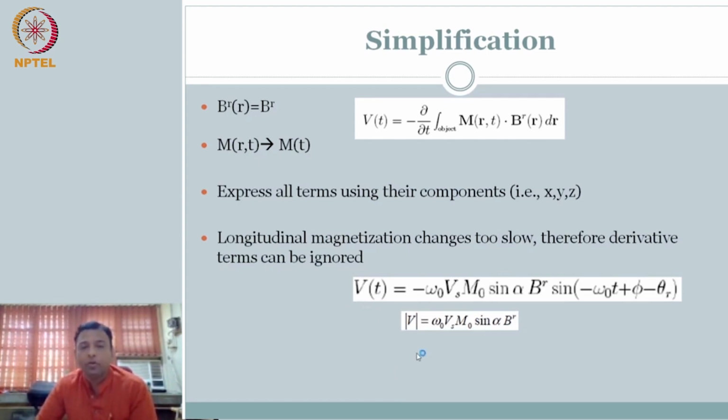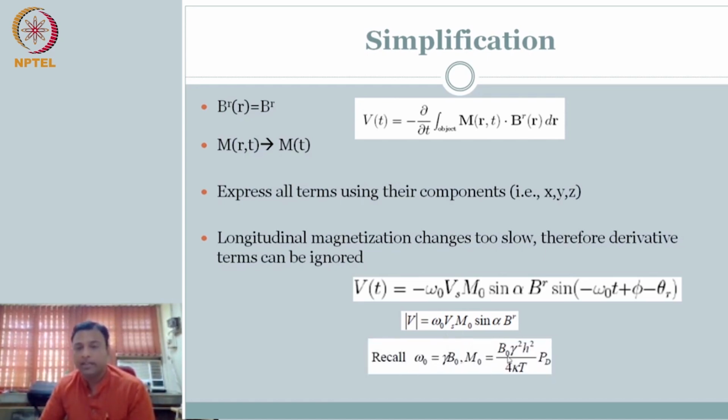So what does this say? What do you know from before? You know something about omega naught, that is the Larmor frequency. What is the Larmor frequency? It is related to the magnetic field. You can increase the frequency by increasing the field strength. We saw this before. Likewise, what is your M naught? Oh, magnetization vector. That also can be increased by increasing the field strength. So we can already recall omega naught is gamma B naught, and M naught is this quantity B naught, gamma square, h square. Remember we talked about this.